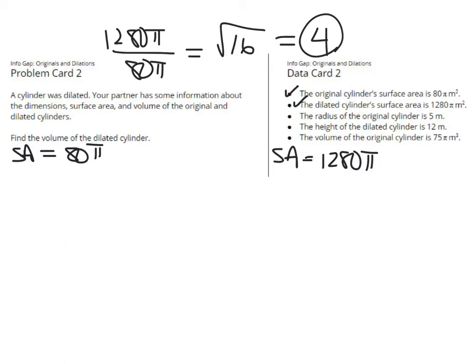Let's see, the volume. Oh, I didn't read the instructions. Your partner, find the volume of the dilated cylinder. So the original cylinder is 75 pi. I need to multiply it by my scale factor cubed.